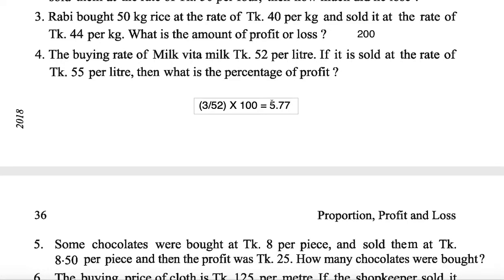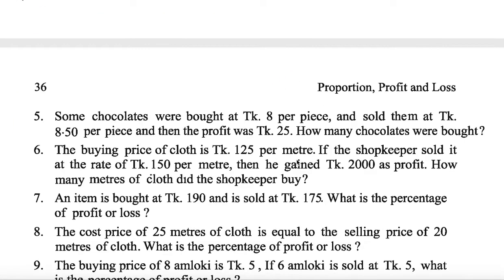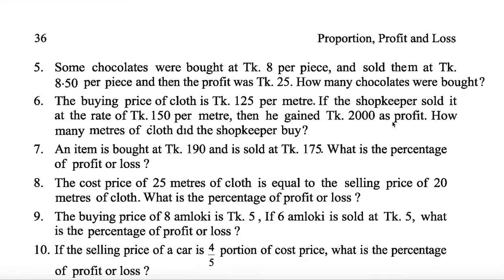5.77, okay, rounded up to 2 decimal places. Some chocolates were bought at 8 taka per piece and sold at 8.5 taka per piece, and then the profit was 25 taka. How many chocolates were bought? Per piece the profit is 0.5. Okay, 25 taka profit means 25 by 0.5, that is 25 into 2, 50 pieces.